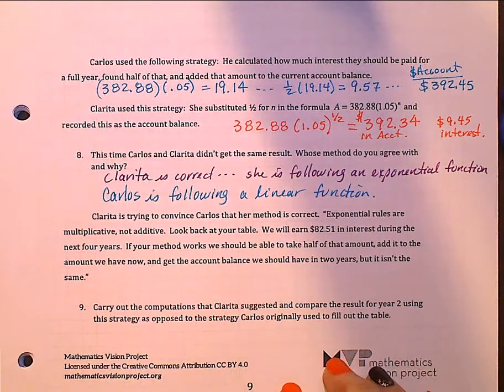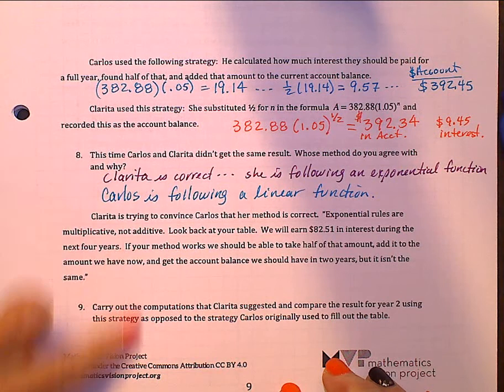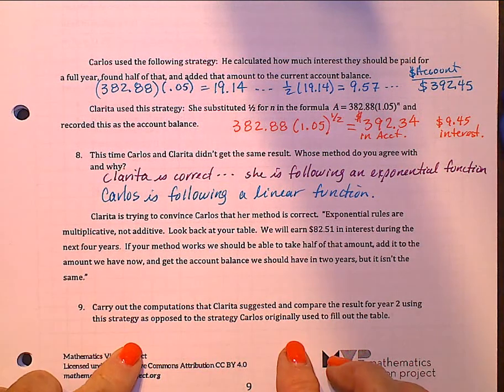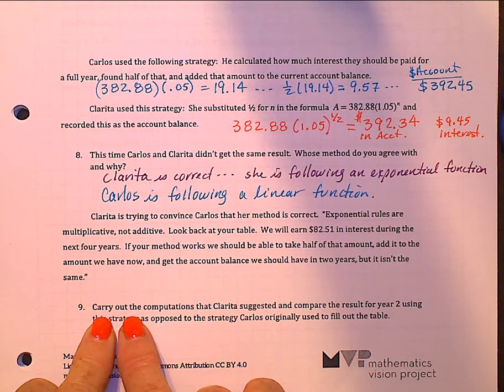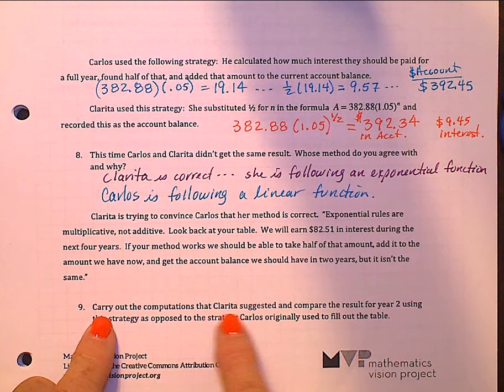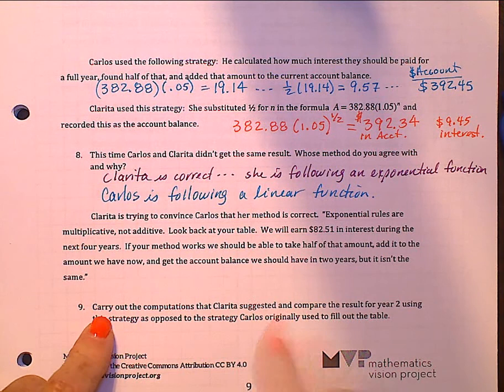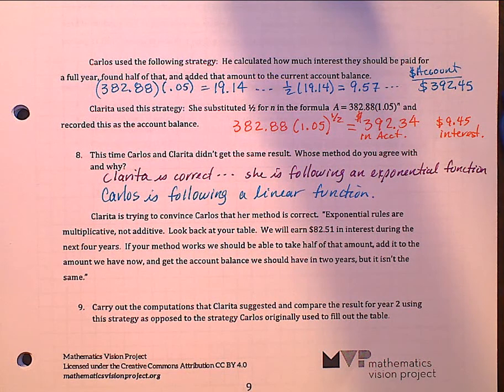Pause and read this next part. You need to understand that before we get to number 9. Thank you for pausing and reading that. And here's why, because it says carry out the computations that Clarita suggested. So let's do these computations that Clarita suggested.